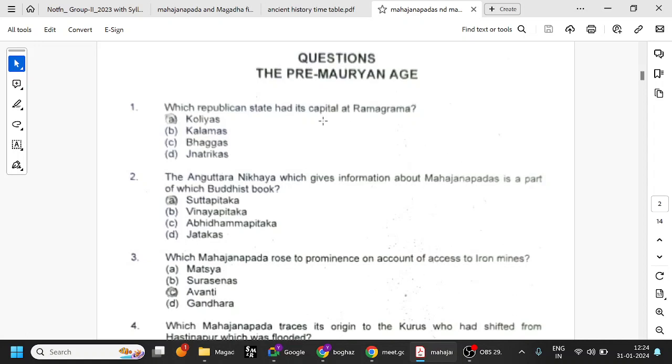The republican state which had its capital at Ramagrama is Koliya. Remember that. And we've already seen the Anguttara Nikaya, which is also very important. The Anguttara Nikaya mentions the 16 Mahajanapadas; it is part of which Buddhist book? It is the Sutta Pitaka. All these are very important: Sutta Pitaka, Vinaya Pitaka, Abhidhamma Pitaka, and the Jatakas.